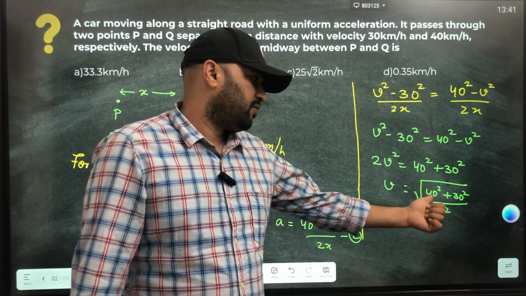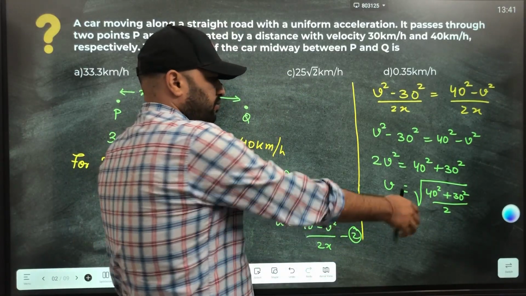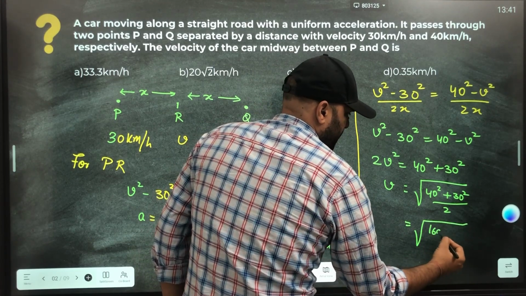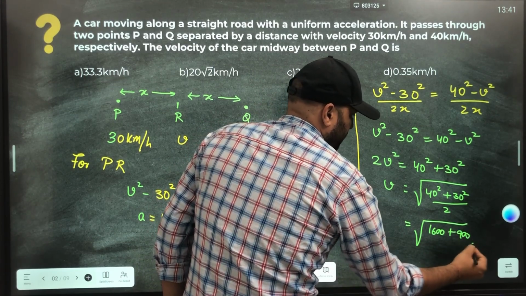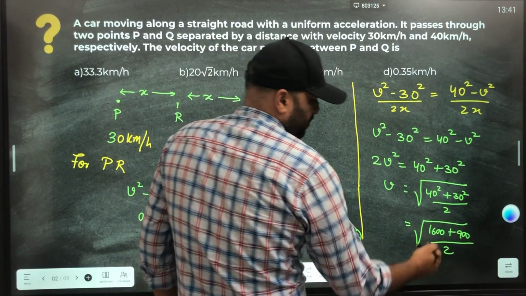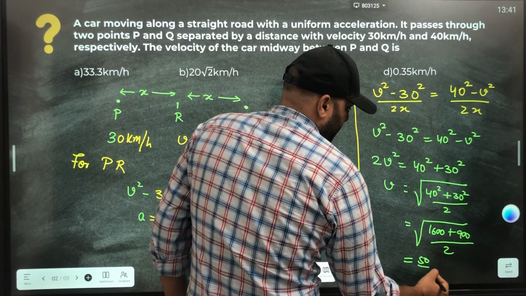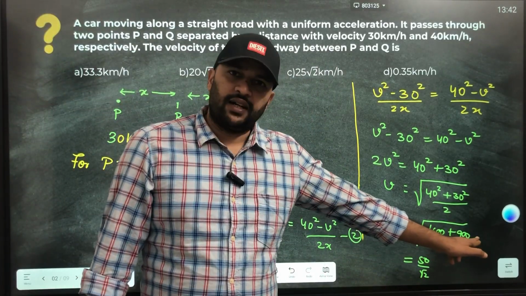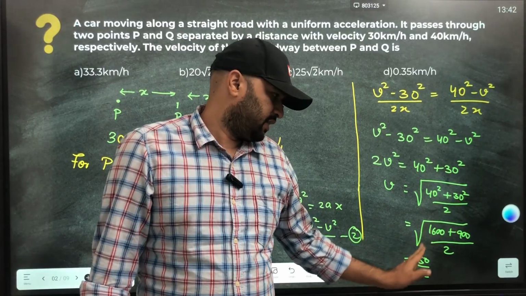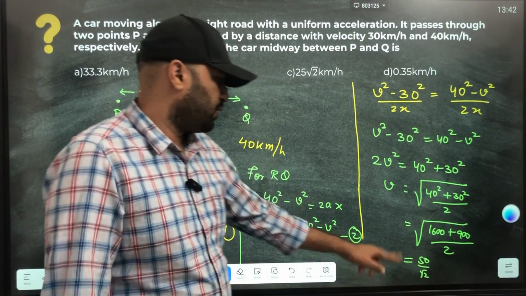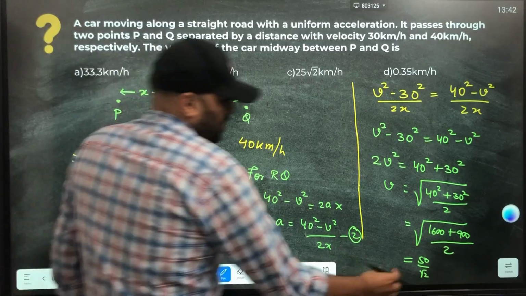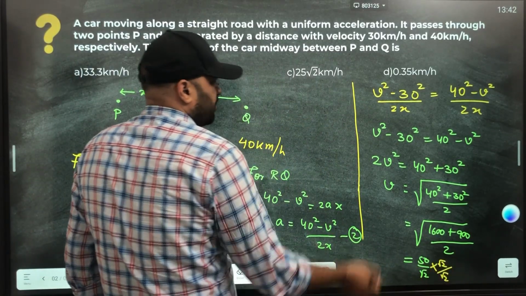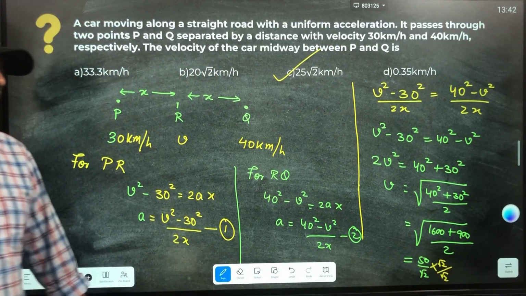From here we get root of (v1 square plus v2 square) upon 2. So 40 square, that will give you how much? It will be root under (1600 plus 900) whole divided by 2. Now 16 plus 9, 2500. 2500 root is 50. 50 by root 2, correct? Let me repeat again. 1600 plus 900, 2500. 2500 root is 50, correct? Now that is root 2. Now if you want to rationalize, it will give you root 2 upon root 2, and that will give you how much? 25 root 2, which is option C, is correct. I hope this is clear.